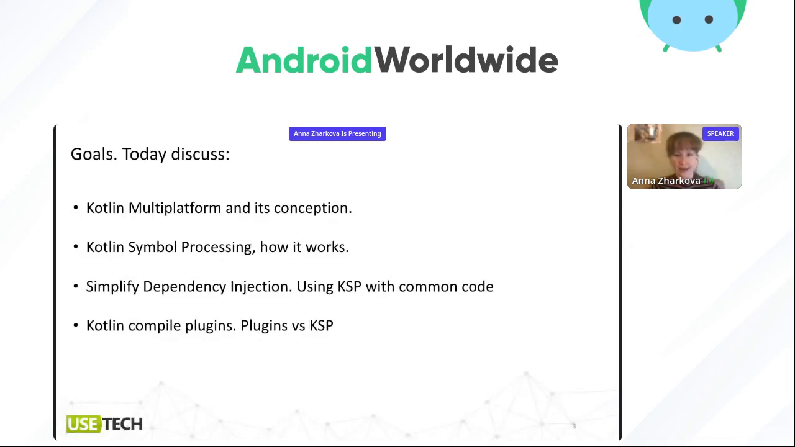And then we will also take a look at another technology, Kotlin compiler plugins, and how these could be used to optimize common code in a Kotlin Multiplatform application and simplify dependency injection. We will take a look at a practical sample, a practical case of how to use both technologies to simplify dependency injection in the common code of a Kotlin Multiplatform application. So let's begin.